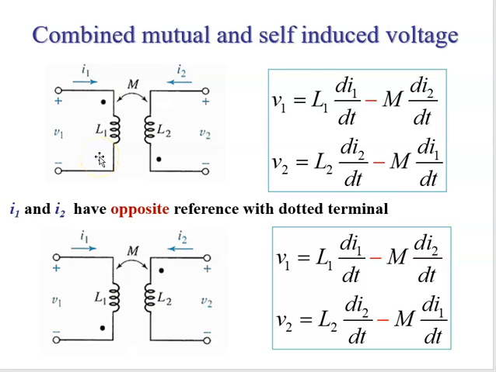So it's going to have a negative. We're going to end up with our L1 di1/dt minus M di2/dt. And similarly, V2 is going to be L2 di2/dt, passive sign convention, but I1 flowing into the dot is going to create a positive reference down here at the bottom. So that positive reference at the bottom leaves a negative reference at the top, so you have minus M di1/dt.